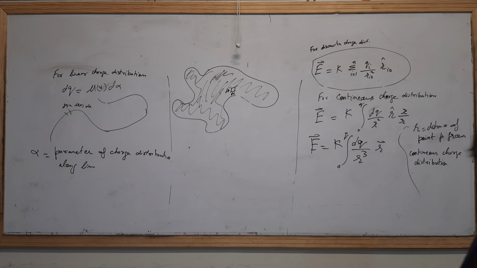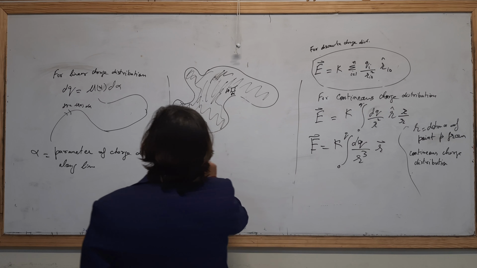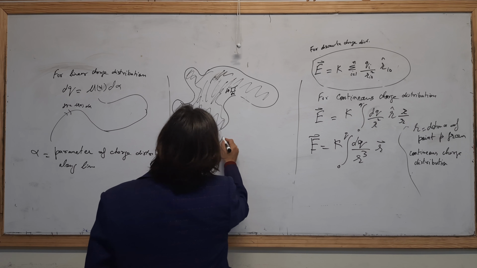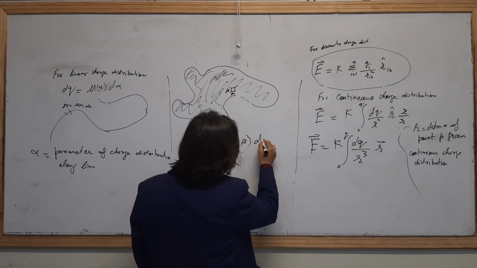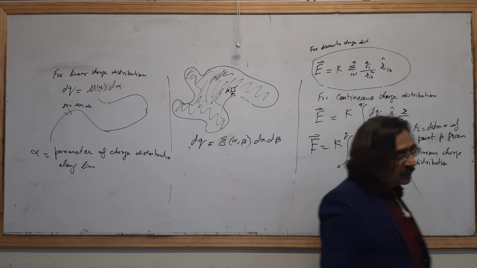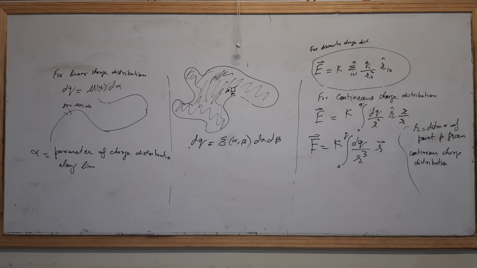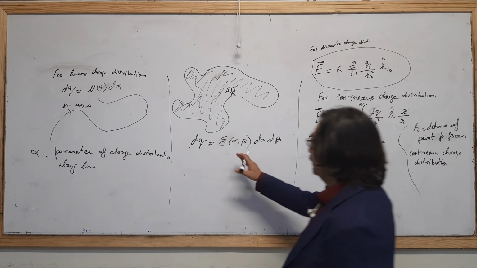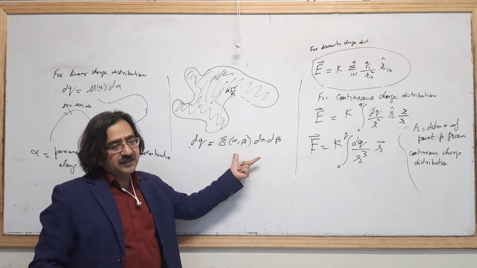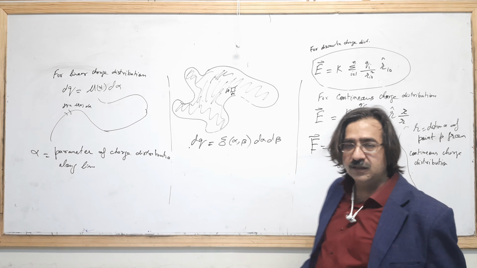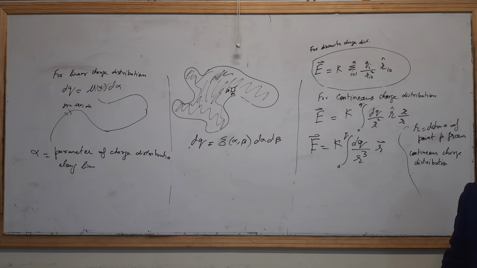So dq will be sigma, a function of alpha and beta, d alpha d beta, because all surfaces are a plane, or two dimensional. They have width and length but no thickness. So this will be a surface charge distribution, and I have already explained in the Coulomb law why dq is equal to this. For this you have to visit the lecture on Coulomb law.